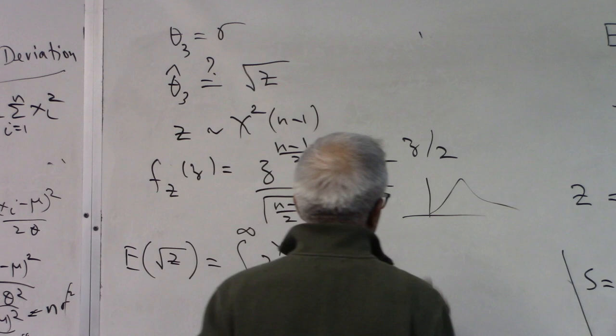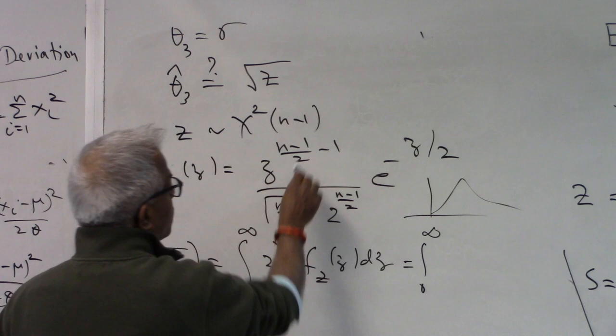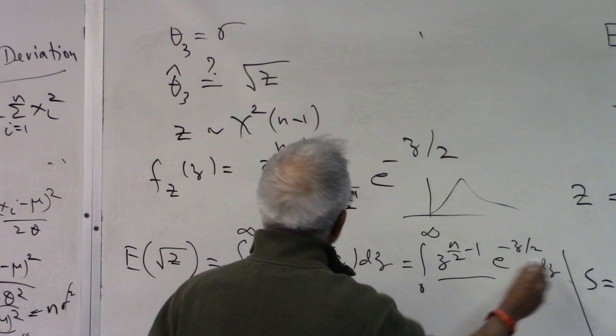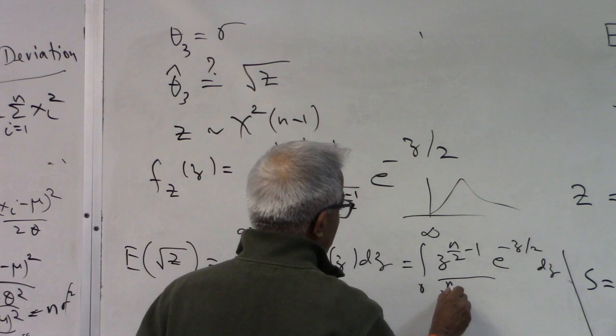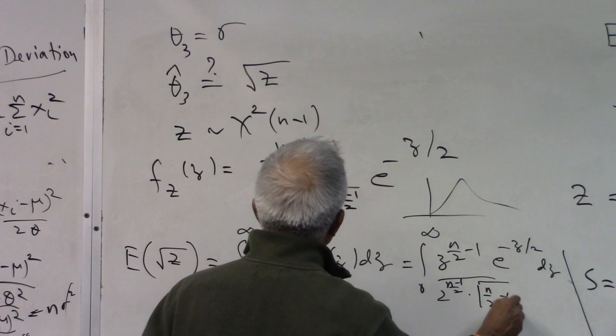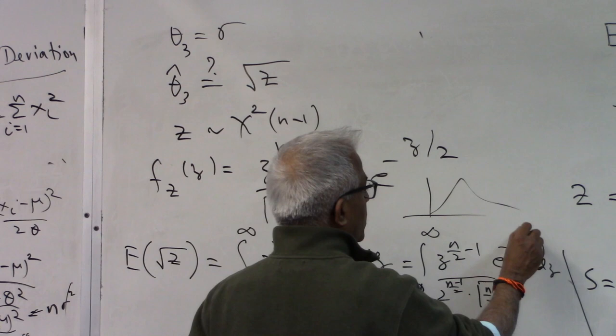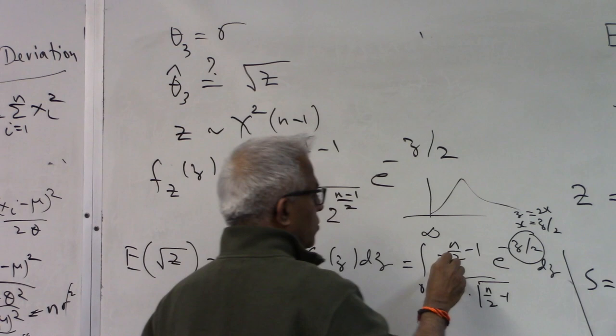If I substitute it here, this half and this half go away. So this becomes z to the power n by 2 minus 1 and e raised to minus z by 2 dz, over 2 to the power n minus 1 by 2 times gamma of n minus 1 by 2. All right, so I'm going to substitute a new variable. I'm going to call this x. So x is z by 2, so z is 2x. Wherever z is, I'm going to put a 2x.